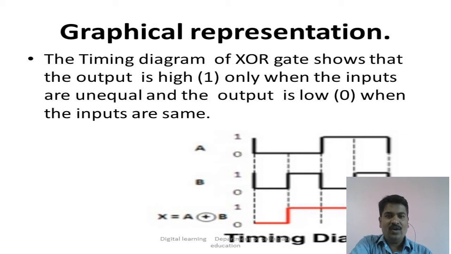Here the output, look at the first combination. First combination is 0 0. For 0 0, the output will be 0, because when you do A B bar plus A bar B, the output will be 0, because these two are same inputs. For same inputs, output is 0. Look at the second combination, which has unequal inputs. If unequal inputs are there, you can expect a high output.